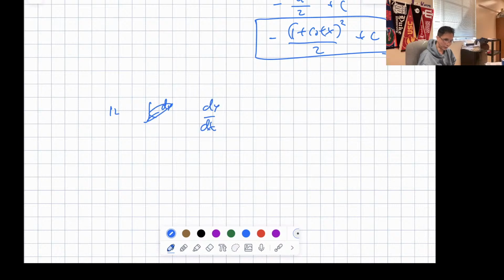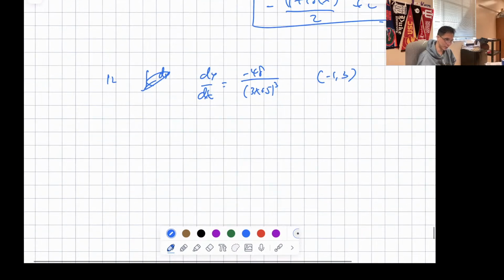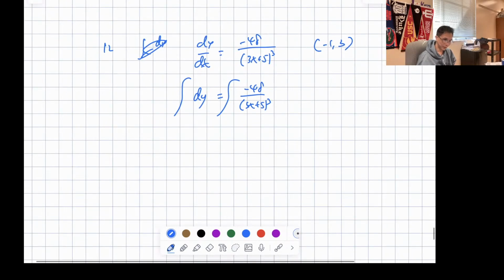dy over dx is equal to negative 48 over (3x plus 5) to the third power, with the condition at x equals negative 1. This one, we just need to find out what y is. In order to find y, you need separation of variables, which is negative 48 over (3x plus 5) to the third. Integrate both sides. If you integrate both sides, u equals 3x plus 5, just like what I told you, du equals 3 dx, and du over 3 equals dx.